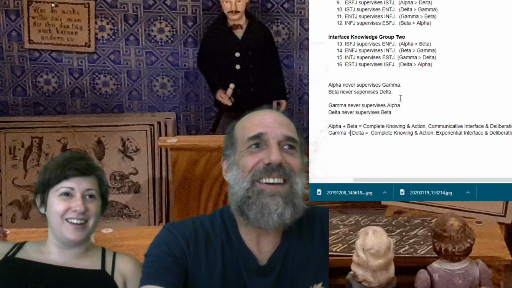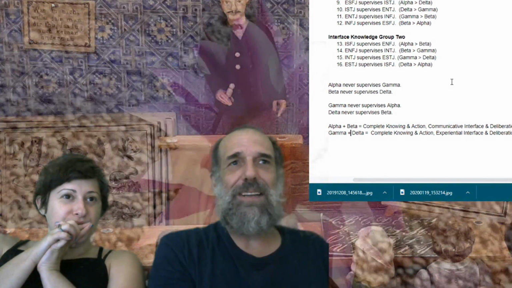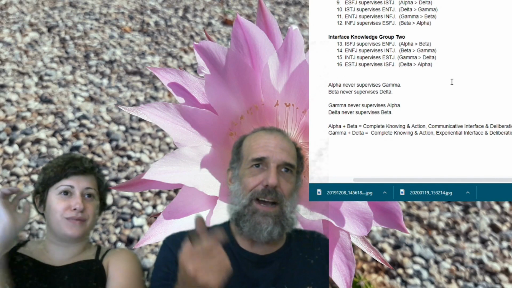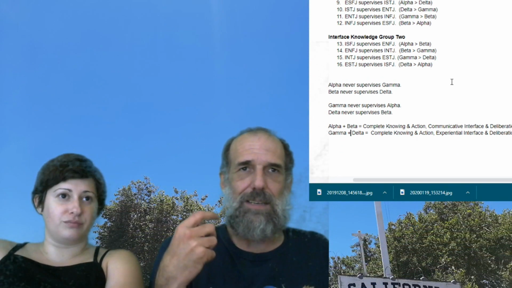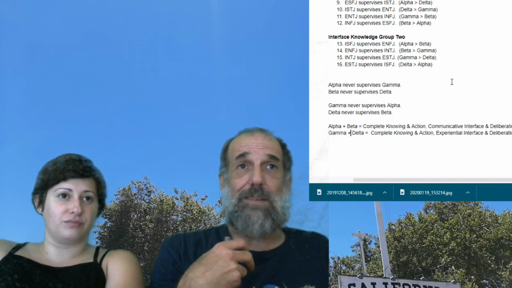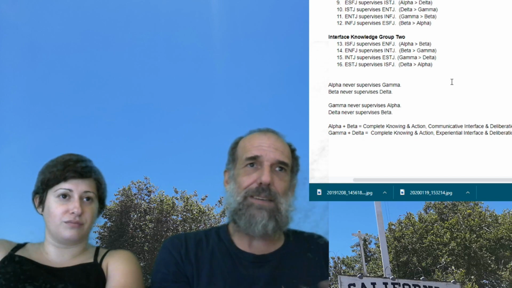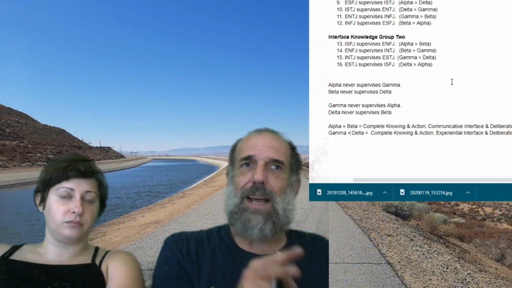Yeah. So, okay. The other observation about Alpha and Beta is that they have complete knowing in action, which is to say SI, NI, the two knowing functions, and SE and NE, the two action functions, but they have incomplete deliberation interface, namely only the communicative half of it. That is to say, TI and FE. Whereas Gamma and Delta also have complete knowing in action. They've got both kinds of NE, SE, and NI, SI, but they too have just half of the interface deliberation. It's just the experiential half, FI and TE instead of TI, FE.